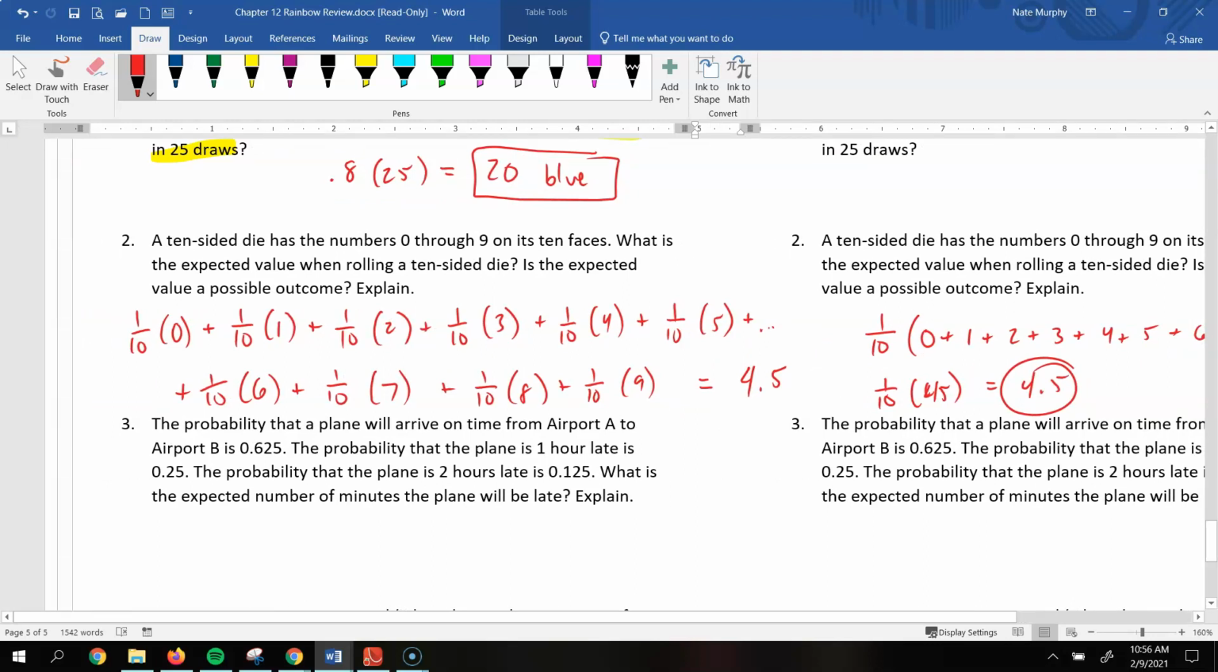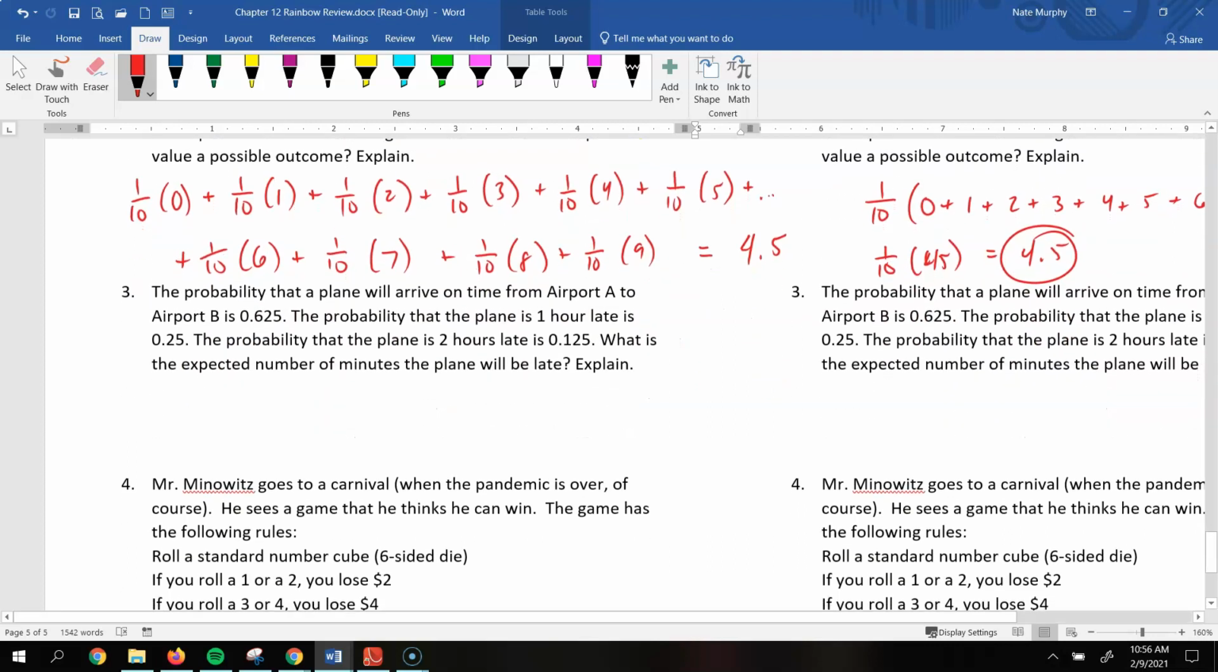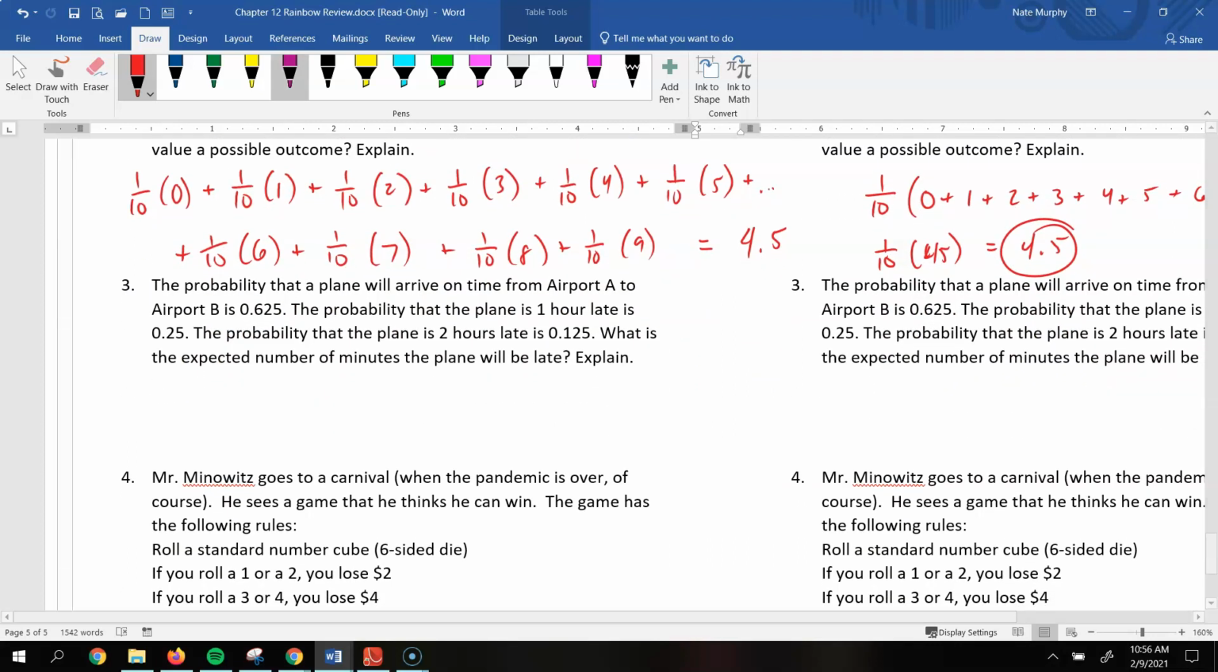Now the second part, is the expected value a possible outcome? No, because you're not going to roll and get a 4.5. Okay, so that would be no. All right, let's look at number 3.